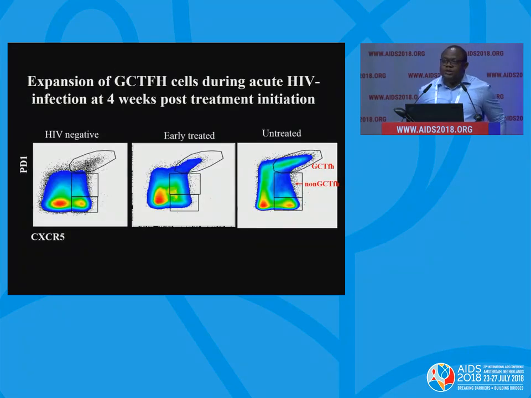So what about germinal center T follicular helper cells? Again, germinal center T follicular helper cells are defined as a PD1 very high and CXCR5 very high population. And so you can see that compared to HIV uninfected, there is a significant expansion of germinal center T follicular helper cells, but not to the same extent as the uninfected. And these differences are statistically significant. I'm not showing the data here in the interest of time.